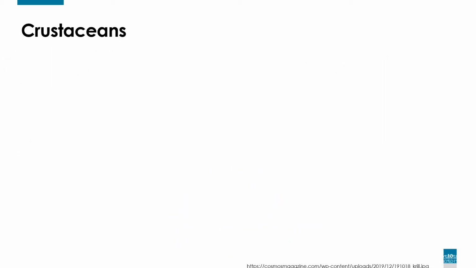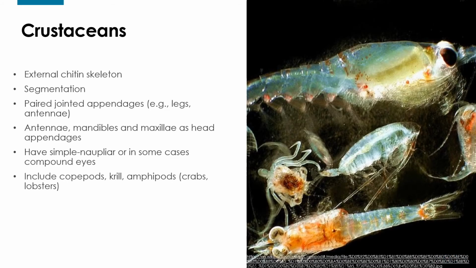All right, so first up are crustaceans. Crustaceans have an external chitin skeleton. The word chitin might be familiar for some of you who are bug enthusiasts, because insects use chitin to create the exoskeleton that they need in order to protect the insides. Crustaceans also have segmentation that runs along their body. The image here on the right, you can see really nicely the segmentation along the tail.